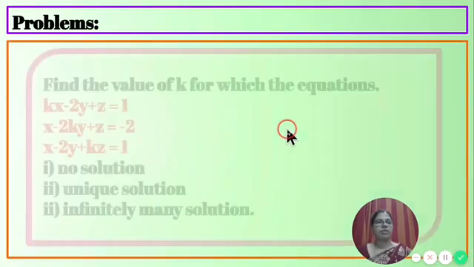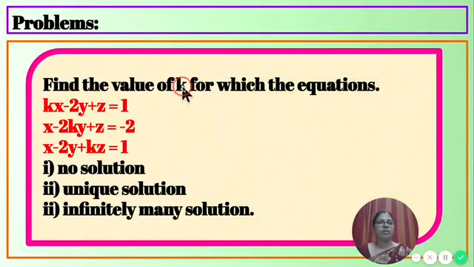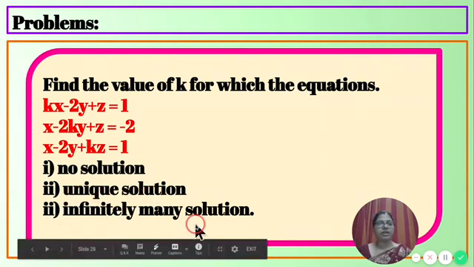So let us see another problem. Find the value of k for which the equations kx minus 2y plus z is equal to 1, x minus 2ky plus z is equal to minus 2, x minus 2y plus kz is equal to 1 have no solution, unique solution, infinitely many solutions.